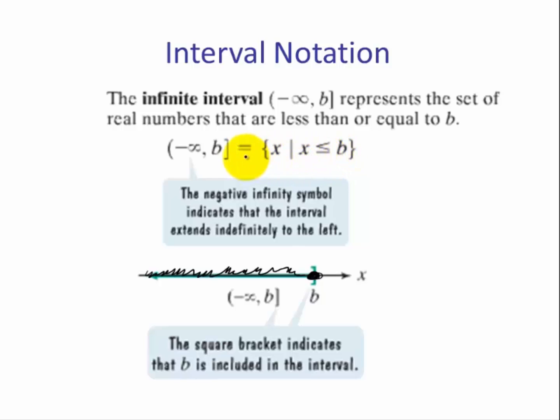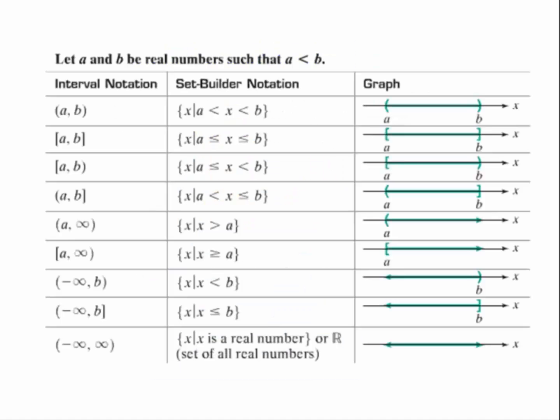In interval notation, we start with the smallest again. Negative infinity, we use an open parenthesis because we can never reach or equal negative infinity. Then a comma. Then we put our largest value, in this case B, and we use a bracket because it can equal B. Here's a summary.